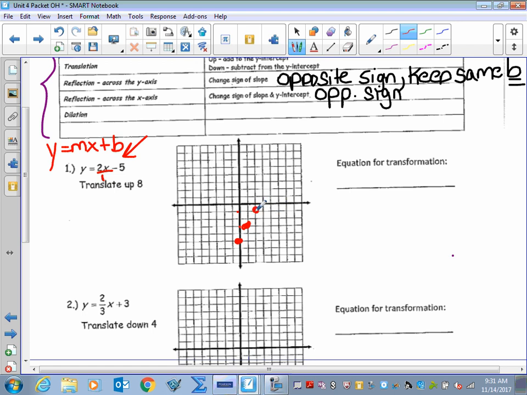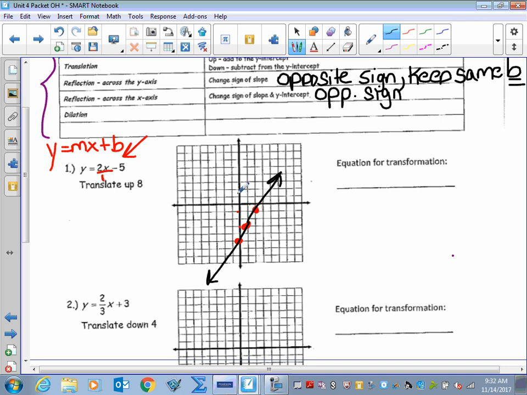So try to get at least 3 points if you can, right? So now I'm going to draw that line. Just connect the dots. So there's my original line. Okay, I haven't done anything with it. I just simply graphed it. Now I'm going to make the transformation, which says to translate this 8 units up. So 8 units up means I'm just going to slide this line up 8 units.